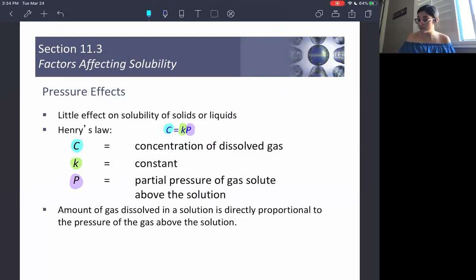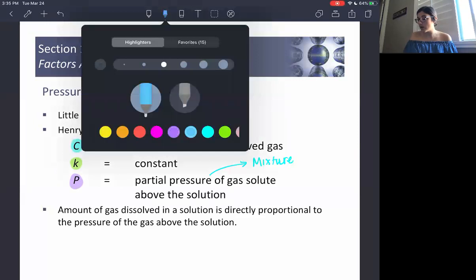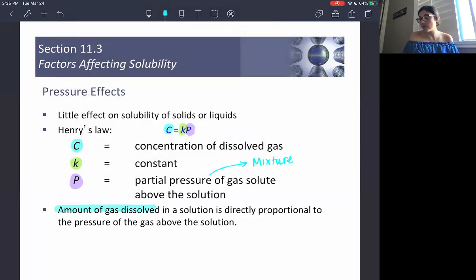So partial pressure is referring to the fact that it's going to be a mixture. The gas that's above the solution is going to be a mixture of air and all the gases that are in the air. So specifically, the partial pressure of the gas that you're trying to mix into the solution is what's key here in this equation. Your amount of dissolved gas, your concentration, is directly proportional to the pressure above the solution. So higher pressure means higher concentration, a larger amount of gas that you can dissolve.